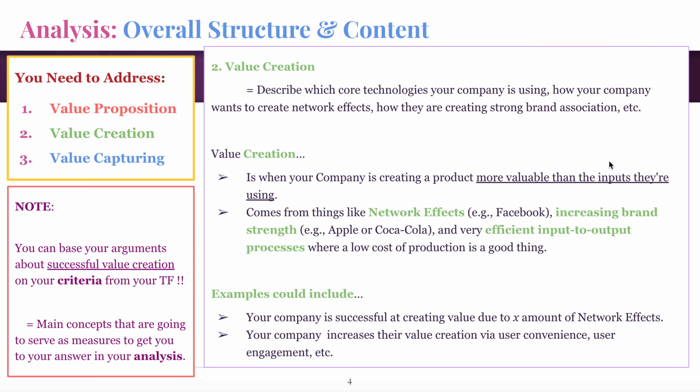Therefore, based on this evidence, we can conclude that this company successfully creates value to the extent that they have a significant amount of network effects that they offer their users. Therefore they are successful at creating value. So that's a way that you can lead from your criteria to your evidence and then to your conclusion. So again, these are just going to be the main concepts that you're going to use. Your criteria are going to serve as measures to get you to your answer in your analysis.